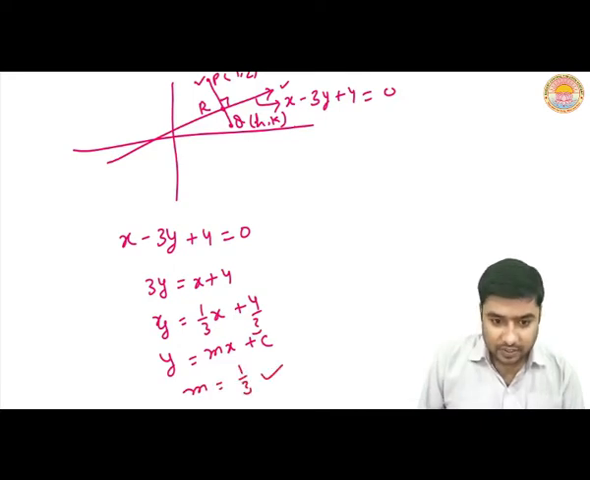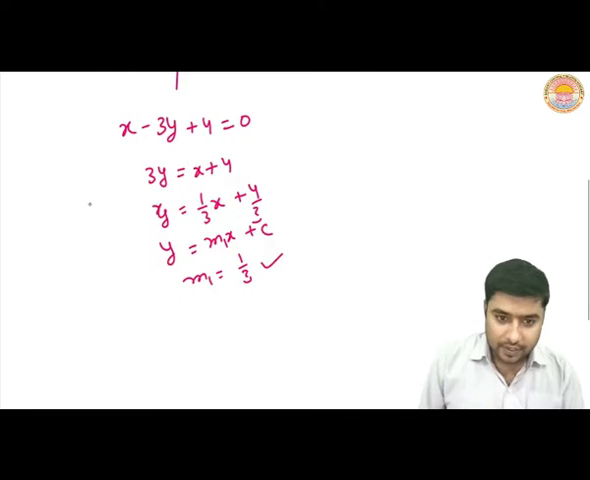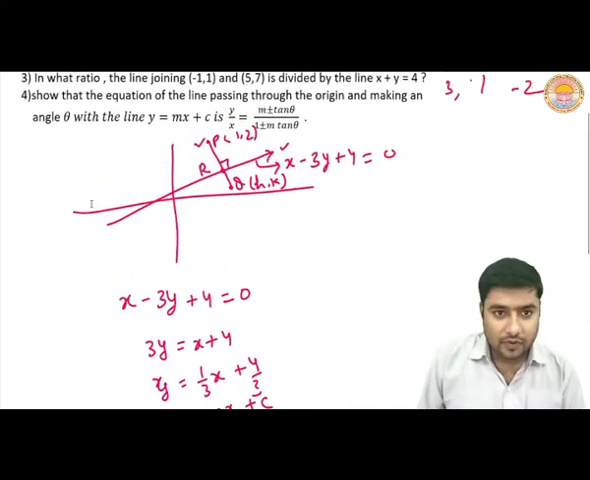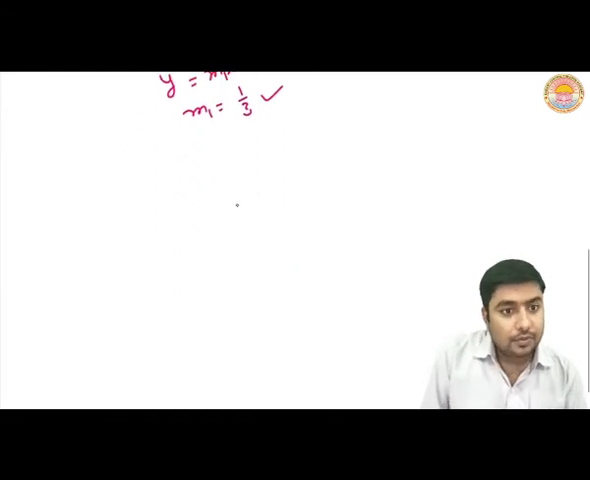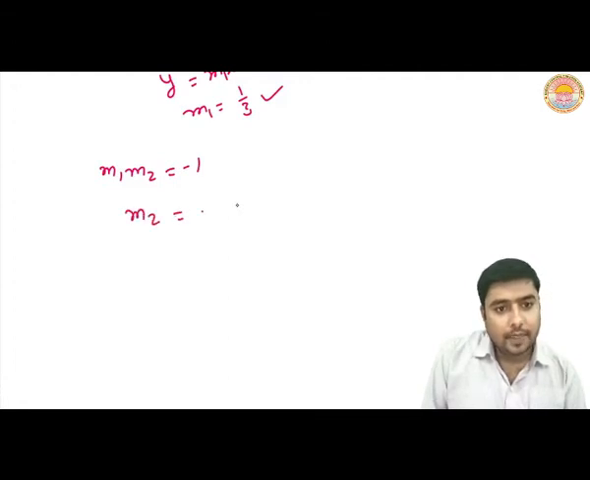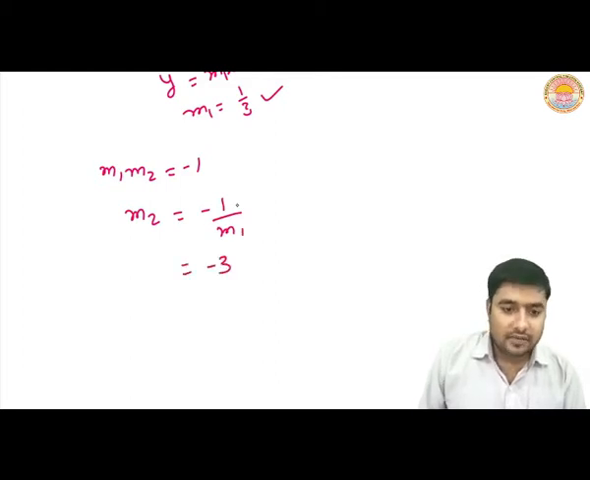Suppose this slope is the first slope, then we can use the symbol m1. So m1 equals 1 upon 3. And we want to find the slope m2 because this line is perpendicular to the other line. So m1 into m2 equals minus 1. It means m2 equals minus 1 upon m1, that is minus 3.